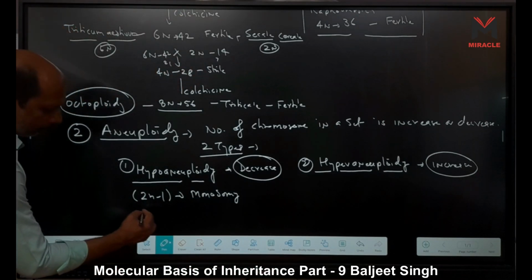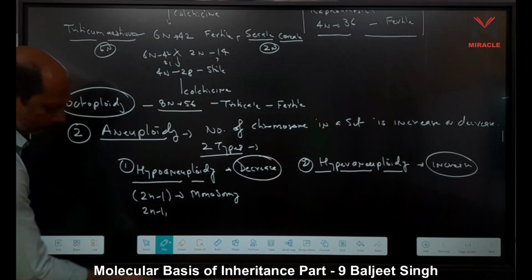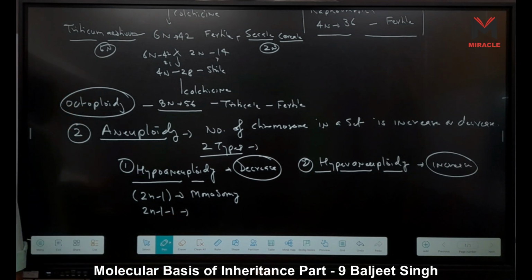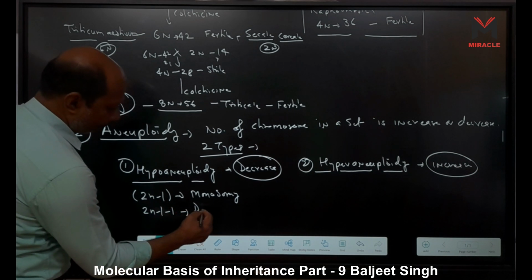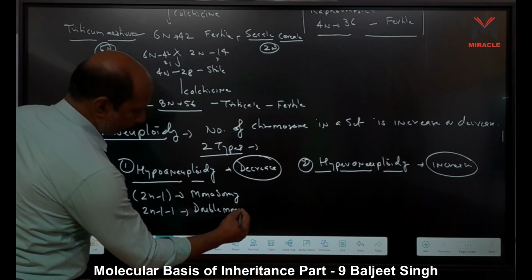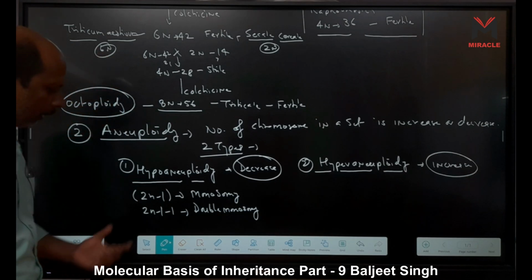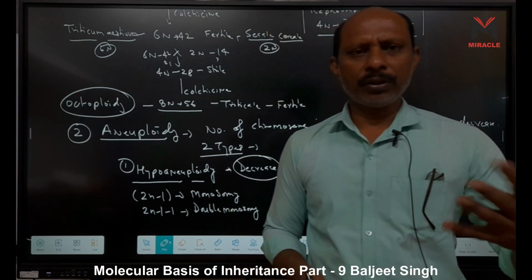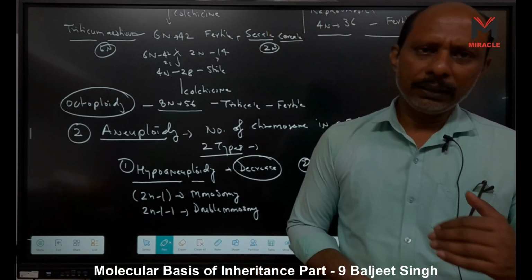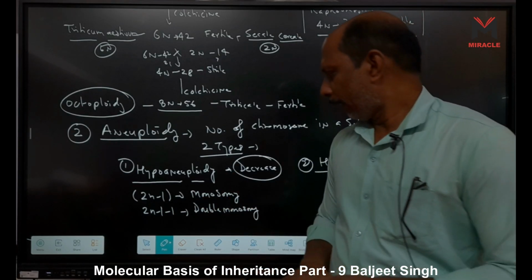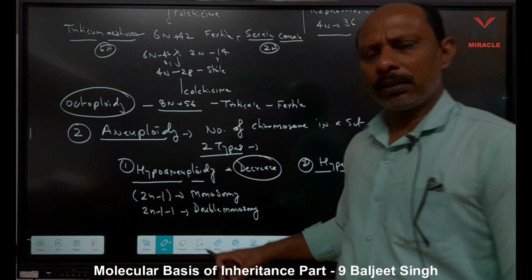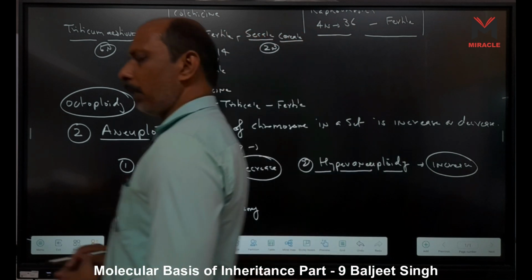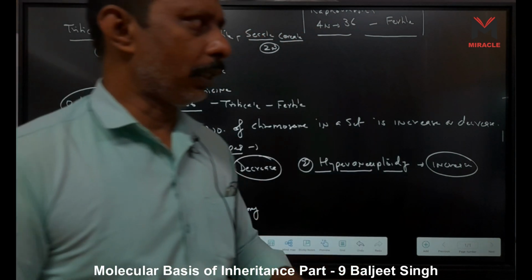Suppose it is given here 2n minus 1 minus 1. This 2n minus 1 minus 1 is called double monosomy. Double monosomy means two pairs of chromosomes, maybe 21st, 22nd, 23rd, two sets have single chromosomes. Suppose it is 2n minus 1 minus 1 minus 1. So it is called triple monosomy, right? So double monosomy means two different pairs have single chromosomes.